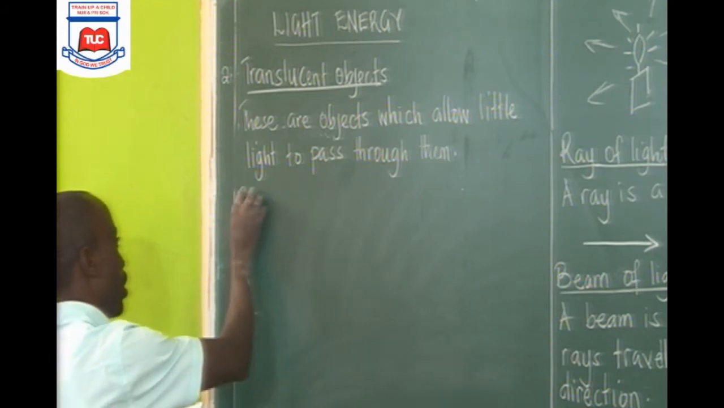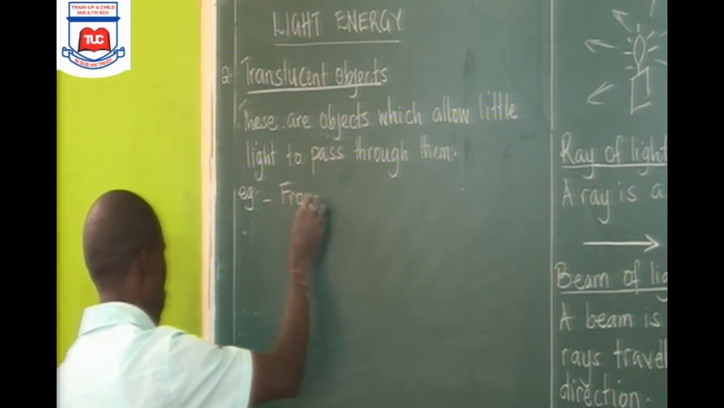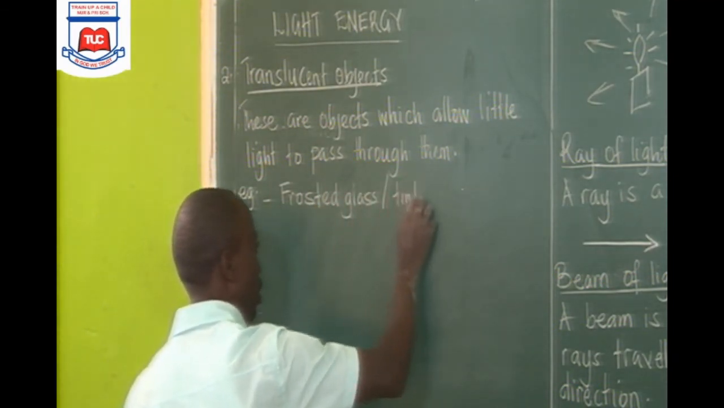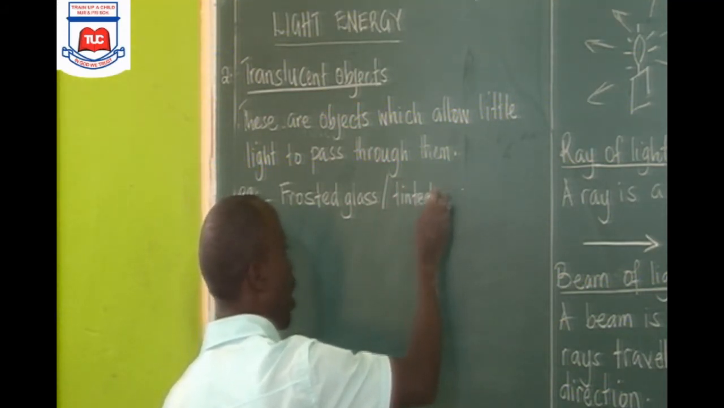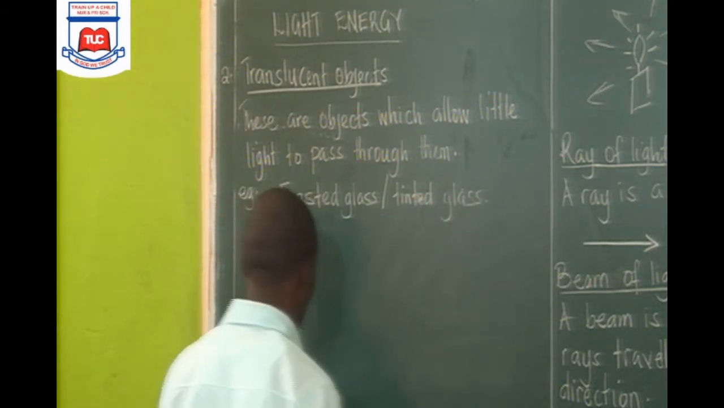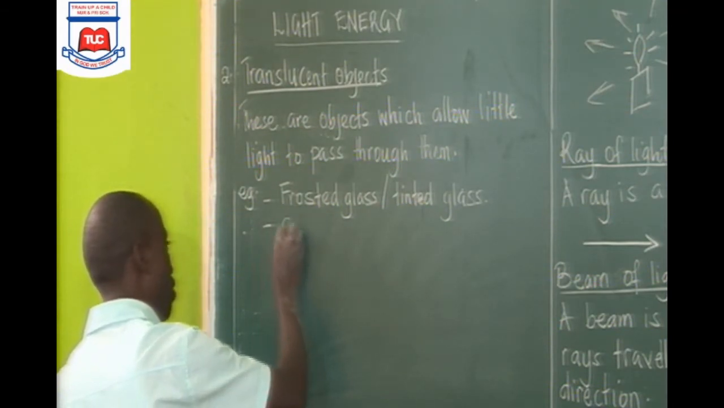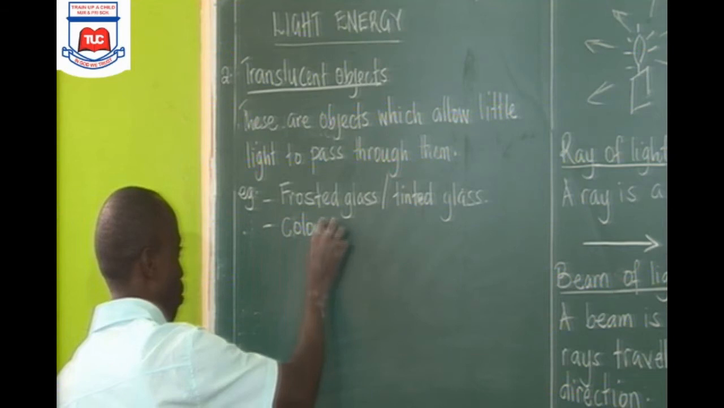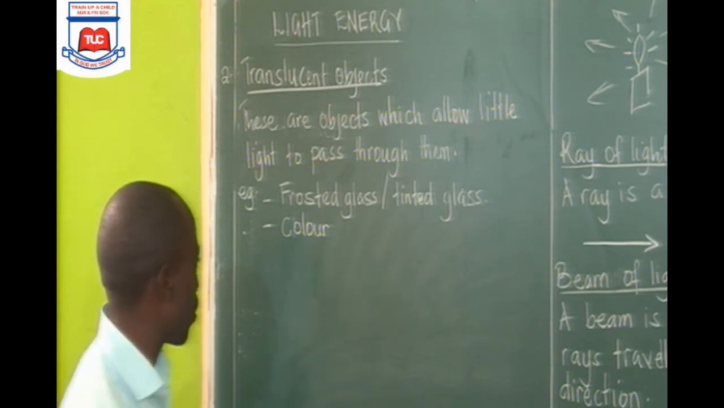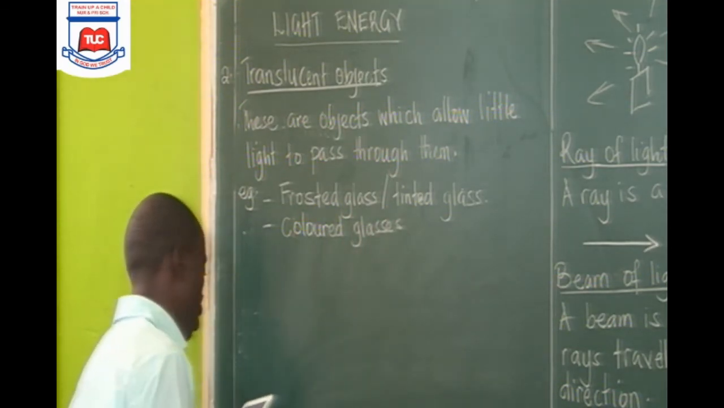Let's look at examples. E.g., we have frosted glass, or you call it tinted glass. Frosted glass can also be called tinted. This one is common in vehicles. These days, even in houses, the windows of houses, we have such glasses. Okay? All right. We have another one, that is colored glass. Some glasses which are colored. For example, the ones you put on, the specs. Some look as if they are blue, bluish. Some colors, okay? Colored glasses. Okay? Those ones allow little light.